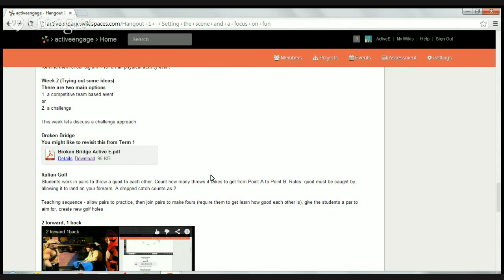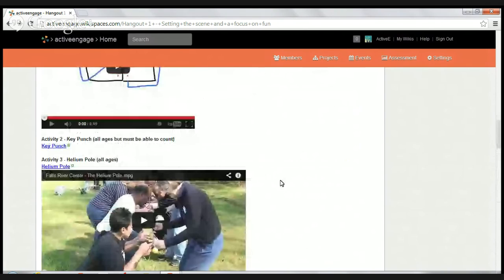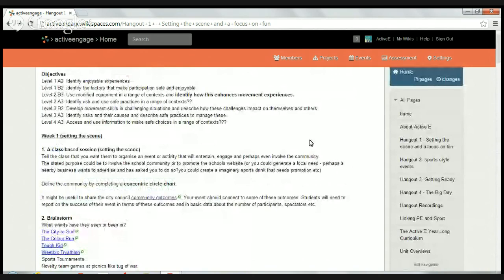These first 2 weeks you have explored the idea of challenge events, and in the next couple of weeks we're going to look at competitive sporting style tournament events, and then after that we're going to pick which we want to run, and that'll give us about 5 weeks to organise it and make it happen. I hope that makes sense. I feel like it's a lot in here, and it's quite a different approach to PE.